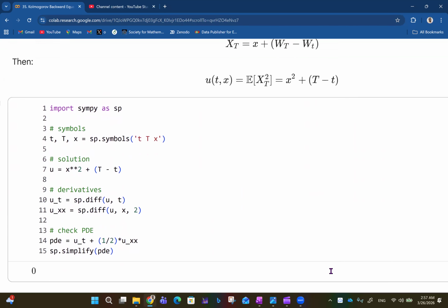And then we can actually do the simulation using Python. And then that ends up just giving us 0.